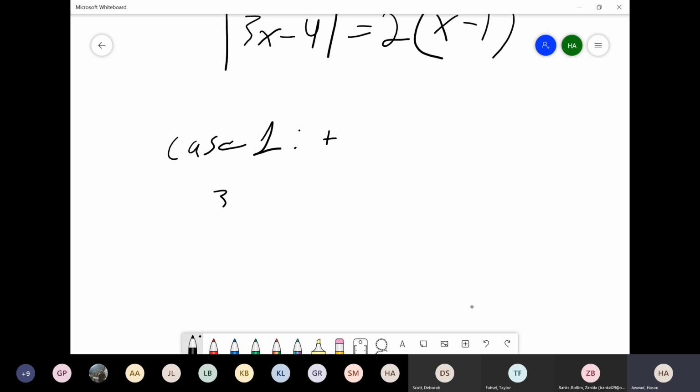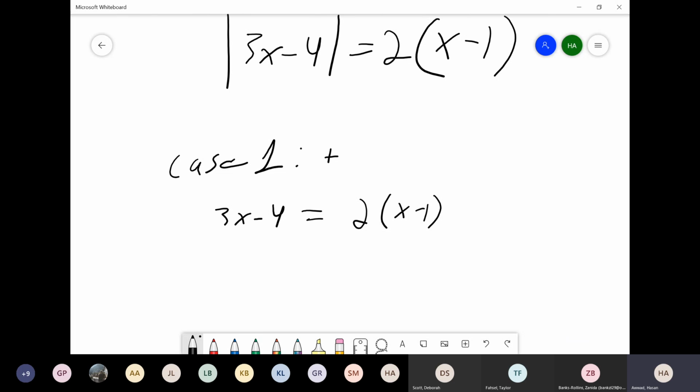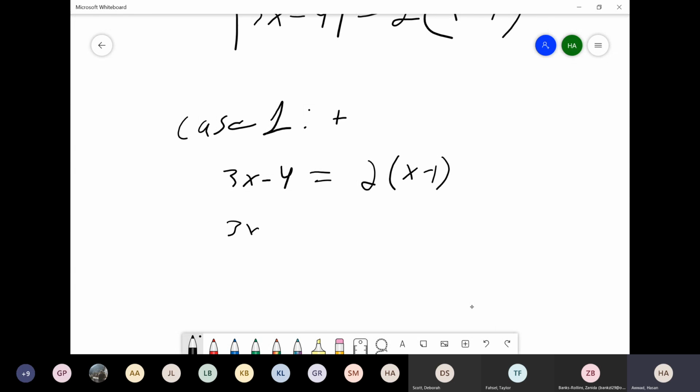Okay, so we're starting with 3x minus 4. And remember, once you get to your cases, you can omit the absolute values, right? That's the whole game plan. That's why we have 2 cases. So we have 3x minus 4 is equal to 2 times x minus 1. And again, we keep the right side positive because this is the positive case, right? So it just stays as 2 times x minus 1. So now we have 3x minus 4, and we distribute the 2. So we have 2 times x, which is 2x, and 2 times -1, which is -2.